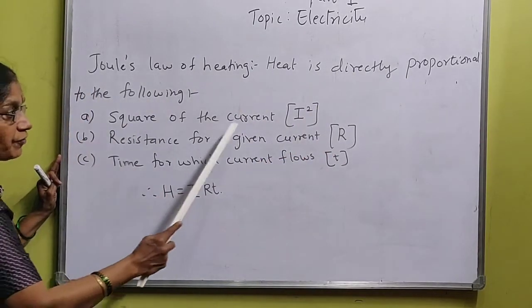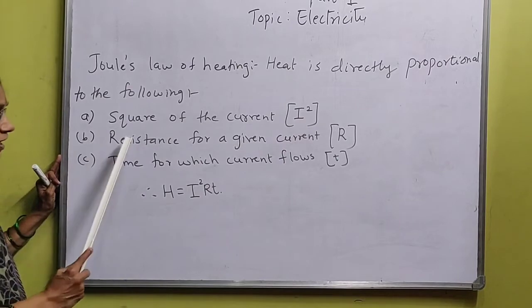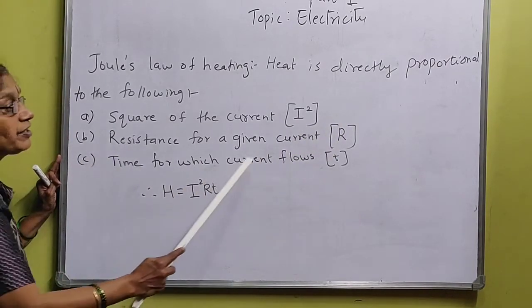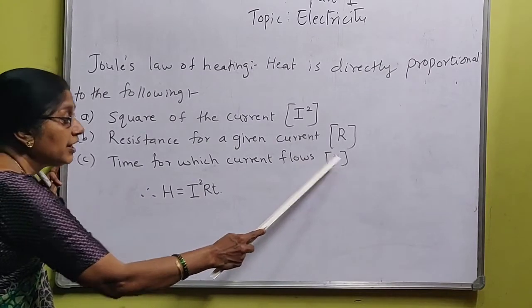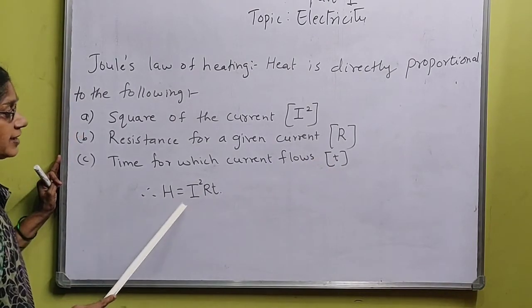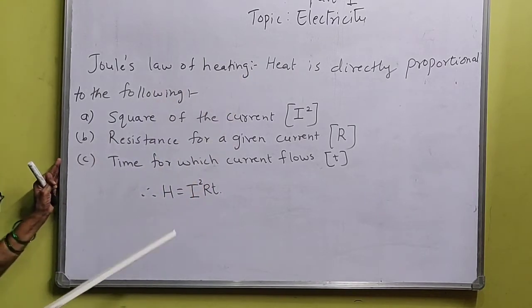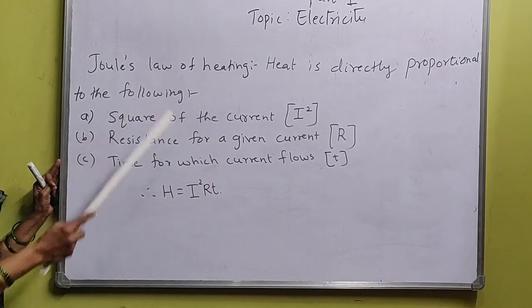A, square of the current, I square. B, resistance for a given current, R. C, time for which the current flows through the circuit, T. Therefore H is equal to I square R T, which is your Joule's law of heating. Sums based on this, we are going to see next.